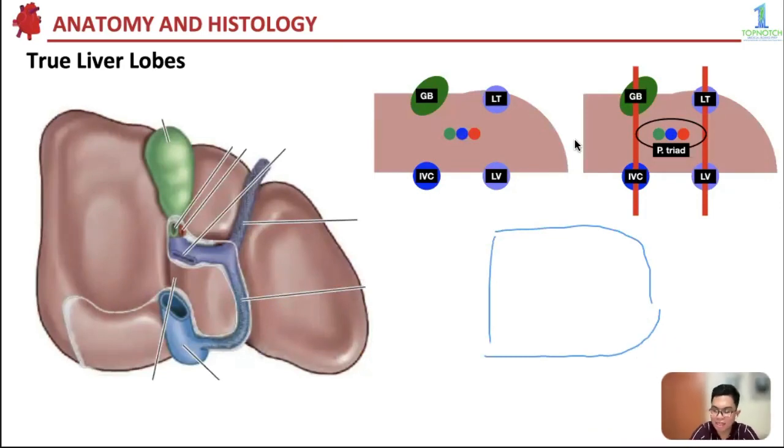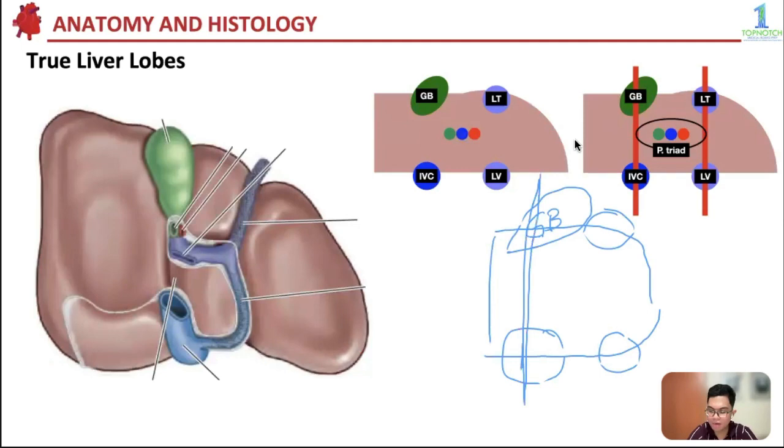And then I like to draw three circles, which are all blood vessels, and then one oblong. So the oblong, of course, is your gallbladder. The one beside the gallbladder is your inferior vena cava. This will be your ligamentum teres or your round ligament of the liver. And then this is your ligamentum venosum.